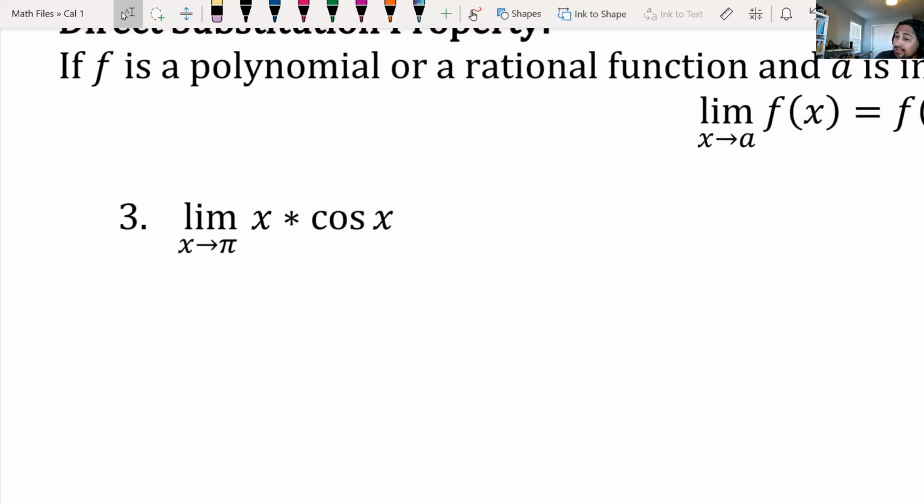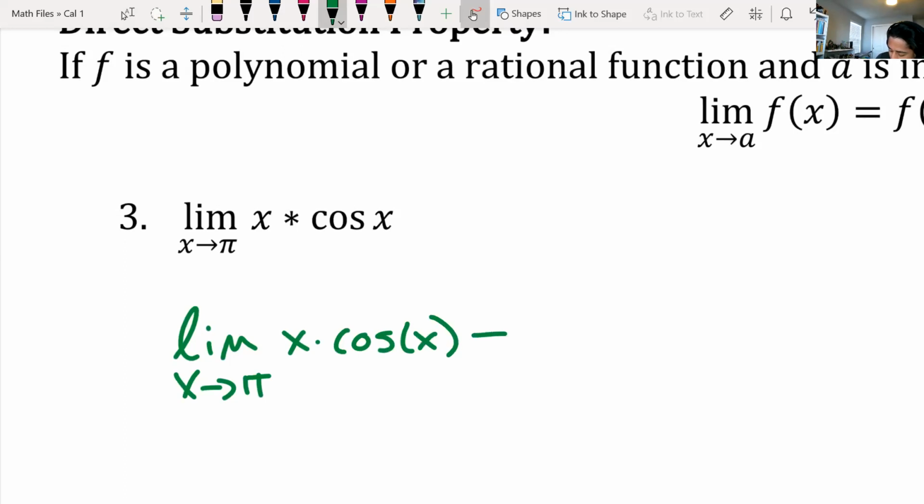This says the limit as x approaches pi of x times the cosine of x. Now, since this is a polynomial function, what am I going to plug in for every x? Pi. Good. And of course, I'm just going to write it over. And I'm going to plug in pi for x. So I'm going to get pi times the cosine of pi.